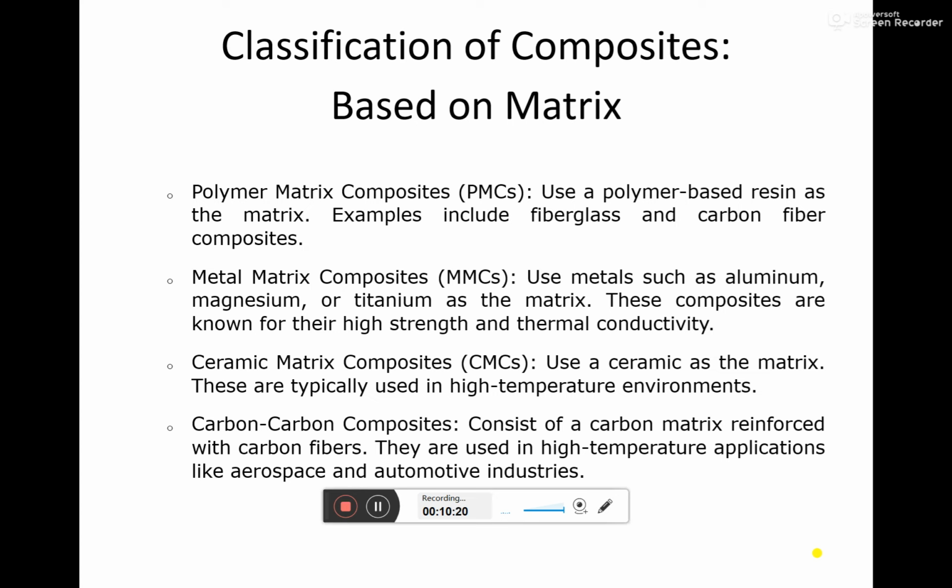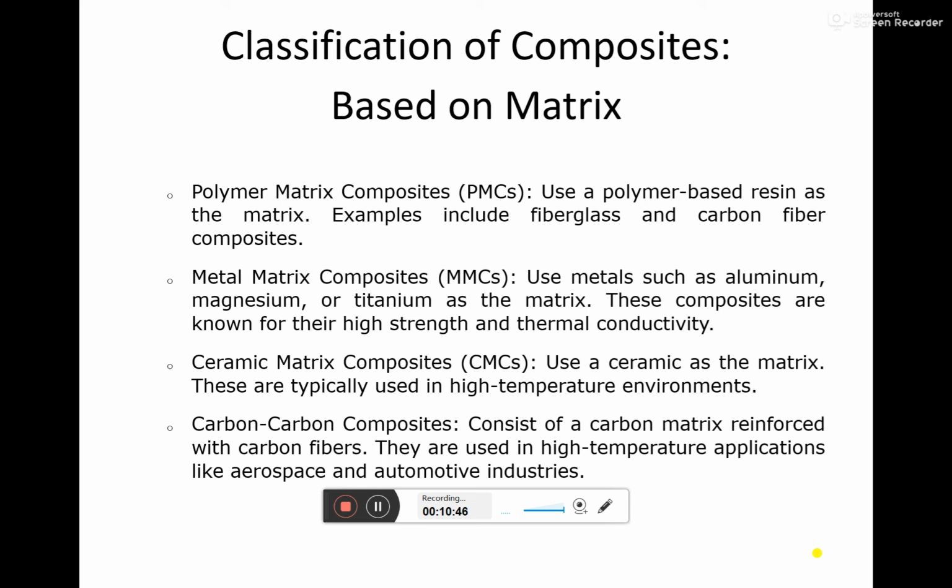When you are using ceramic materials as the matrix, then they are known as ceramic matrix composites, mainly for high temperature environment conditions. For such types of applications, we can use ceramic matrix composites.